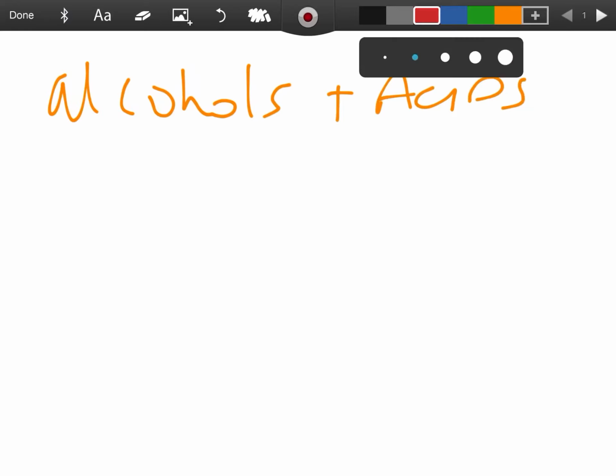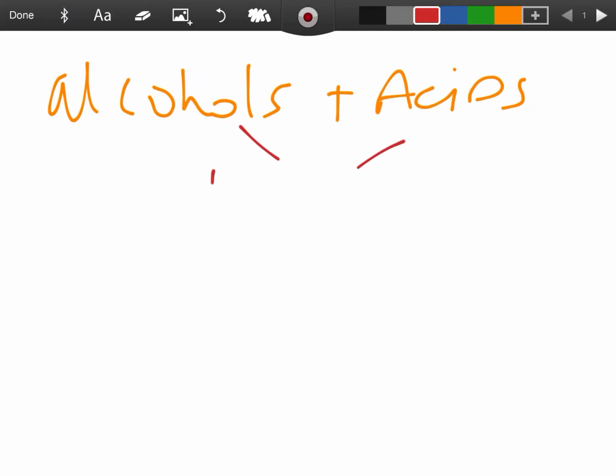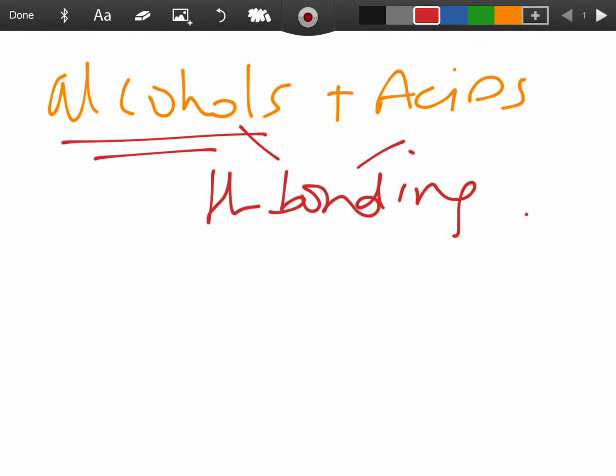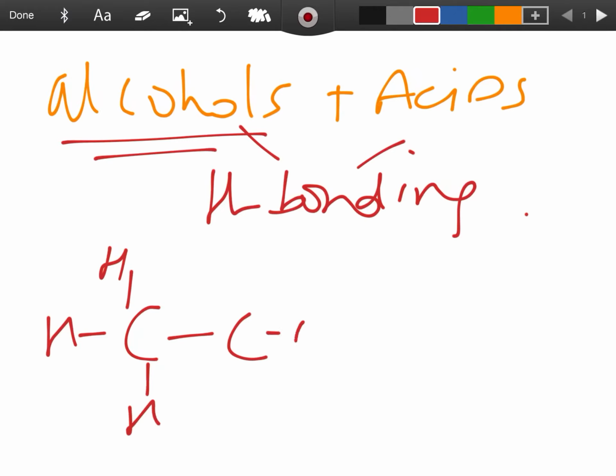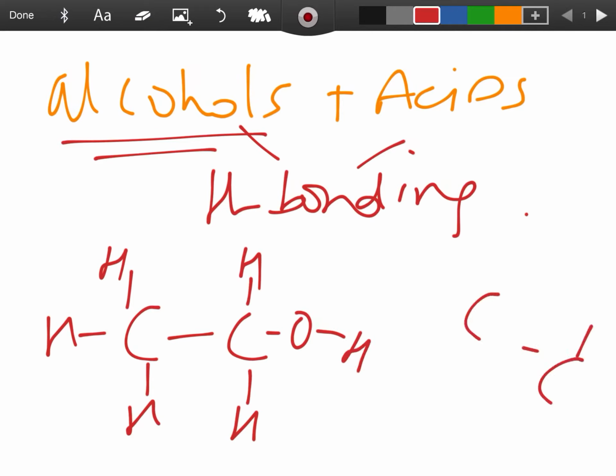Finally then, in terms of organic, you're going to be looking at the alcohols and the carboxylic acids as homologous series that can actually have hydrogen bonding. So there's hydrogen bonding between them. So if I drew ethanol here, remember the functional group of the alcohol was the OH.